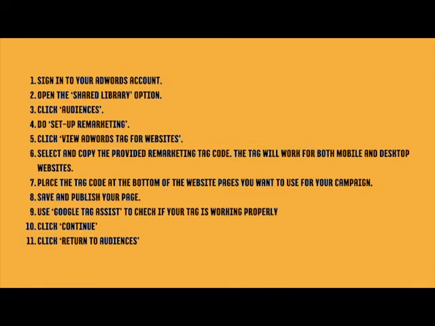So how do I set up a retargeting campaign in Google AdWords? First of all, you sign into your Google AdWords account, you open your shared library option, click Audiences, do Setup Remarketing, click View AdWords tag for the websites, select and copy the provided remarketing tag code. The tag code will work both mobile and desktop. Place the tag code at the bottom of the website pages you want to use for your campaign. Save and publish your page. Use Google Tag Assistant to check if your tag is working properly. Click Continue, then click to return to audiences, and you're done.